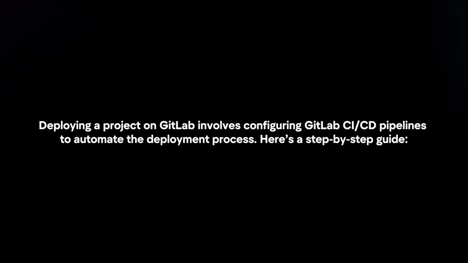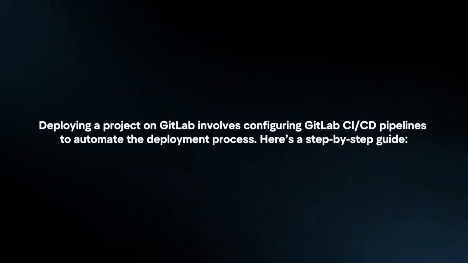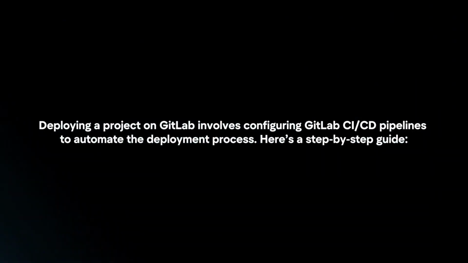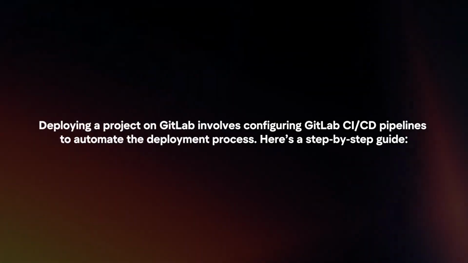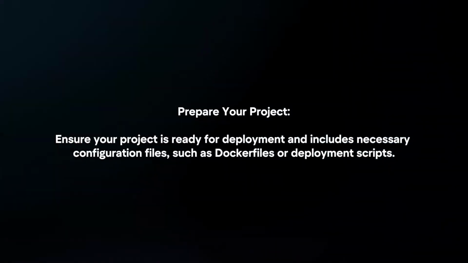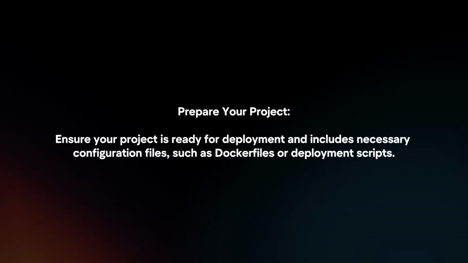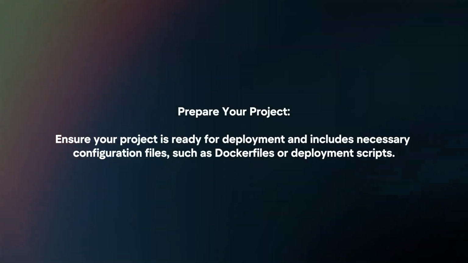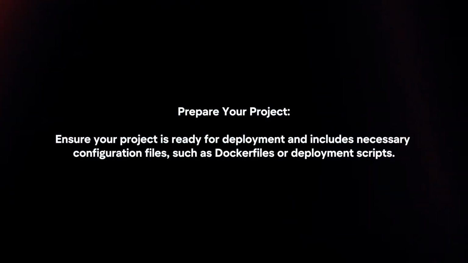Deploying a project on GitLab involves configuring GitLab CI/CD pipelines to automate the deployment process. Here's a step-by-step guide. Prepare your project. Ensure your project is ready for deployment and includes necessary configuration files such as Dockerfiles or deployment scripts.